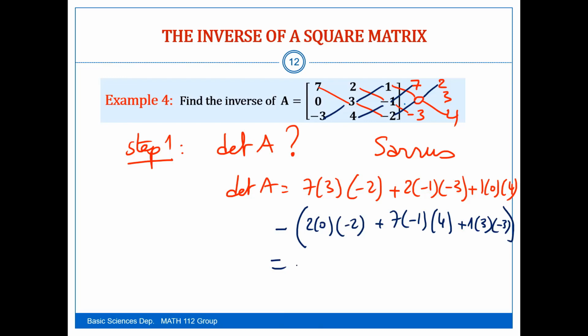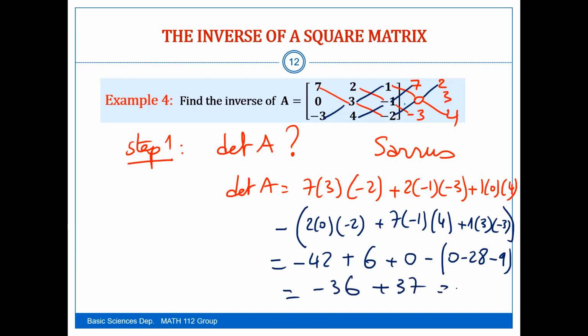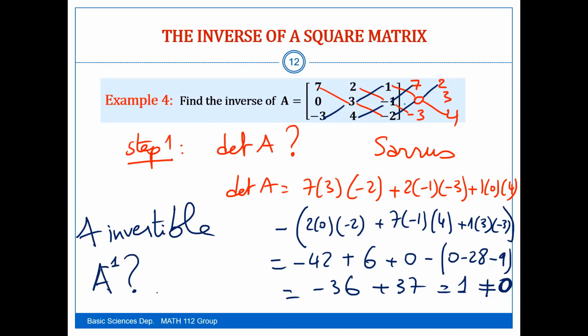If you calculate the first part with a calculator or mentally: 0 minus 0 minus 28 minus 9. You calculate: minus 36 plus 37 equals 4. Wait, the determinant is not 0. So A is invertible. Therefore here we must be able to calculate A inverse.